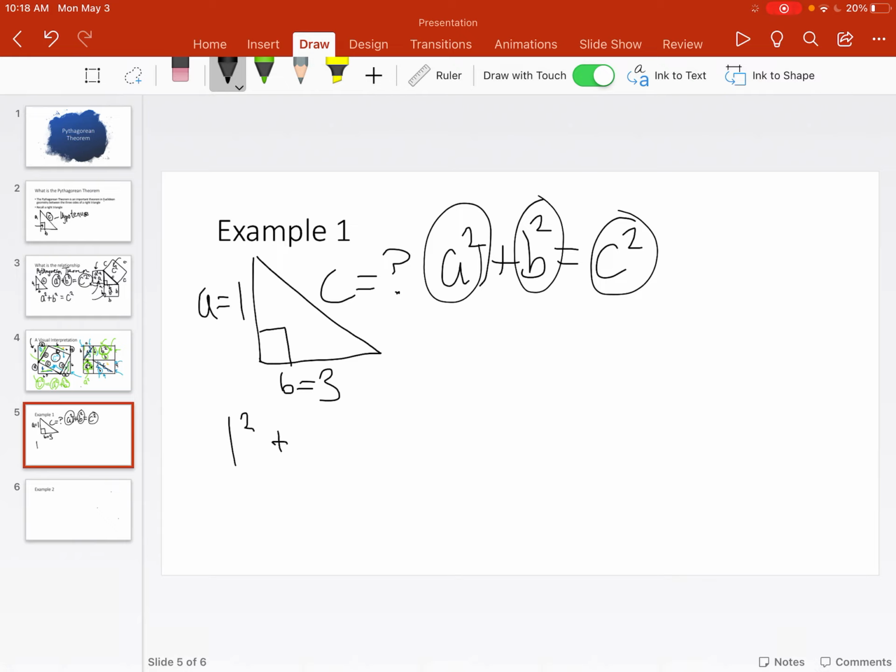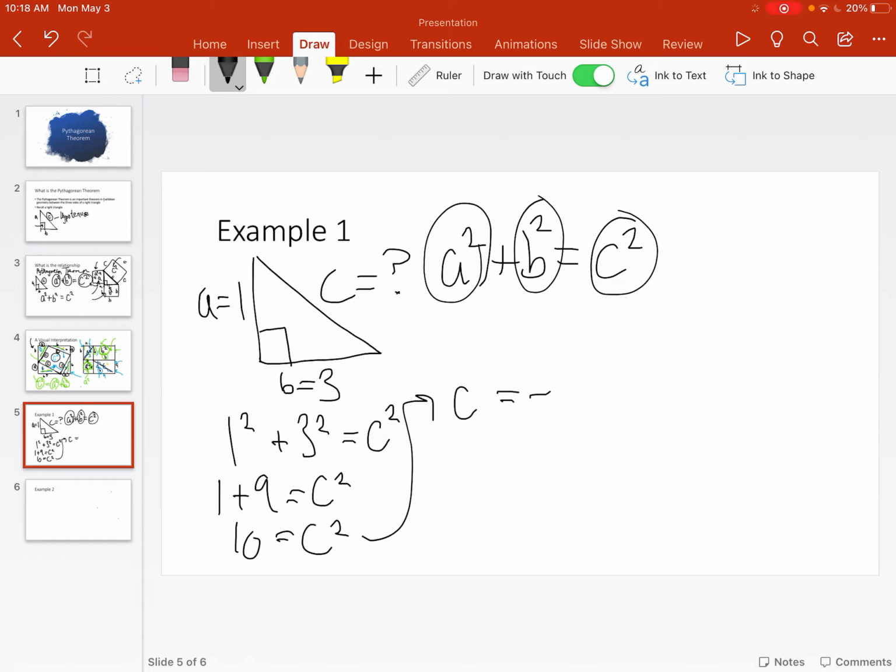So let's plug in our numbers. So what's A squared? A squared is 1 squared. What's B squared? Well, B squared is 3 squared is equal to C squared, and we don't know C squared. So if you add this up, this is 1 plus 9 is equal to C squared. So 10 is equal to C squared. So how do we solve for C? Well, we take the square root on both sides. So C is equal to plus or minus root 10.